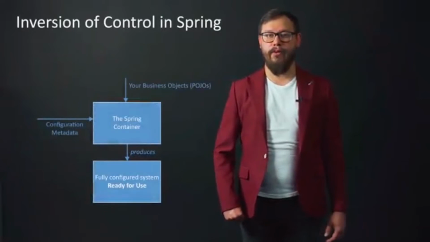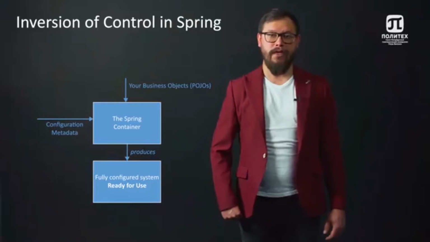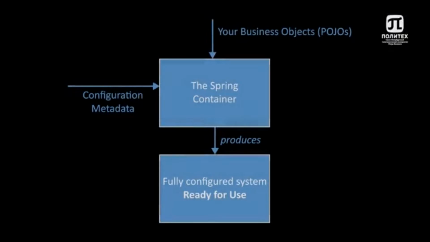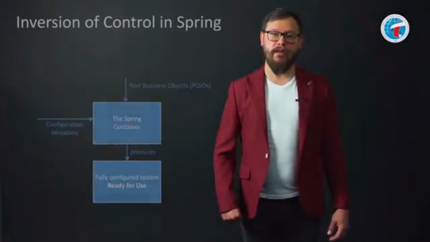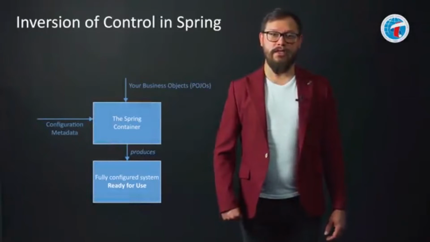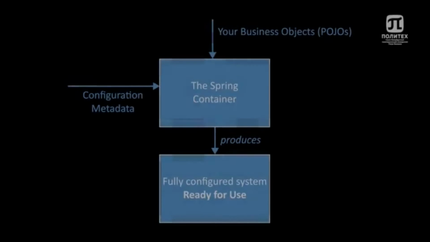In the Spring framework, the inversion of control container is represented by the interface ApplicationContext. The Spring container is responsible for instantiating, configuring, and assembling objects known as beans, as well as managing their life cycle. The Spring framework provides several implementations of the ApplicationContext interface: ClassPathXmlApplicationContext and FileSystemXmlApplicationContext for standalone applications, and WebApplicationContext for web applications.